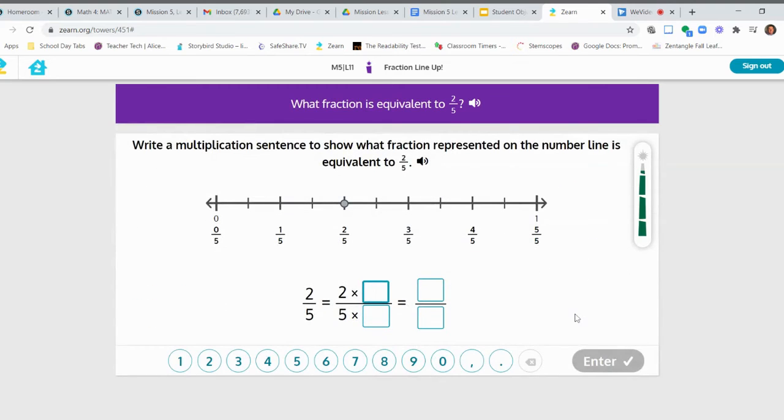Okay. And then it wants me to write a multiplication sentence to show what fraction represented on the number line is equivalent to 2/5. So what I'm going to look at here is it has 2/5. It says 2/5 equals 2/5 times what? What do we have to multiply it by? So now I'm trying to figure out, okay, what fraction did I just make?